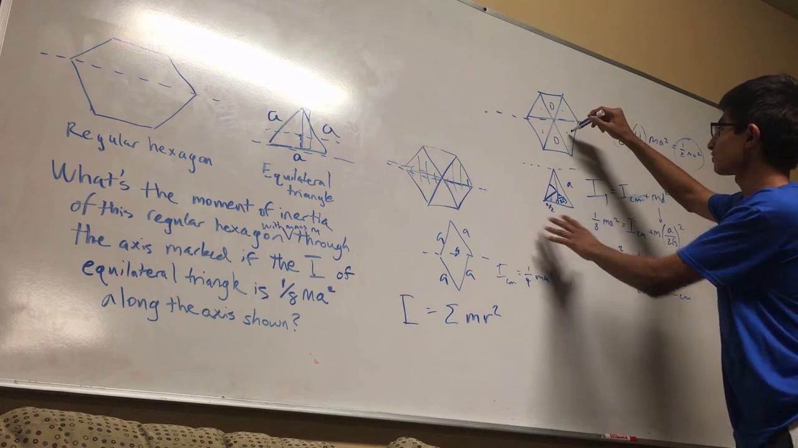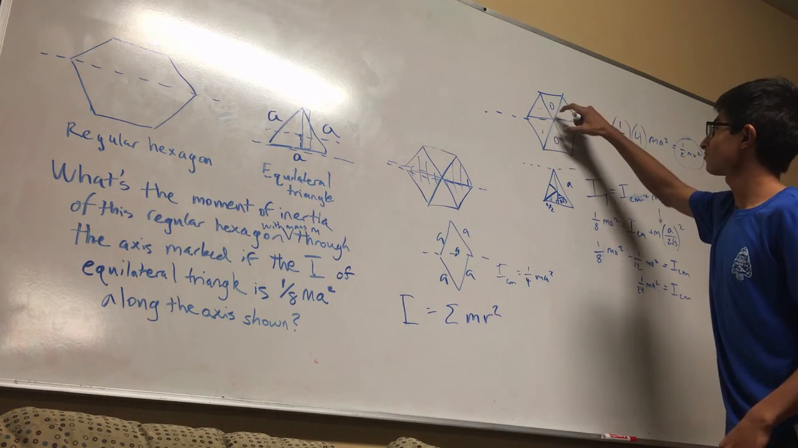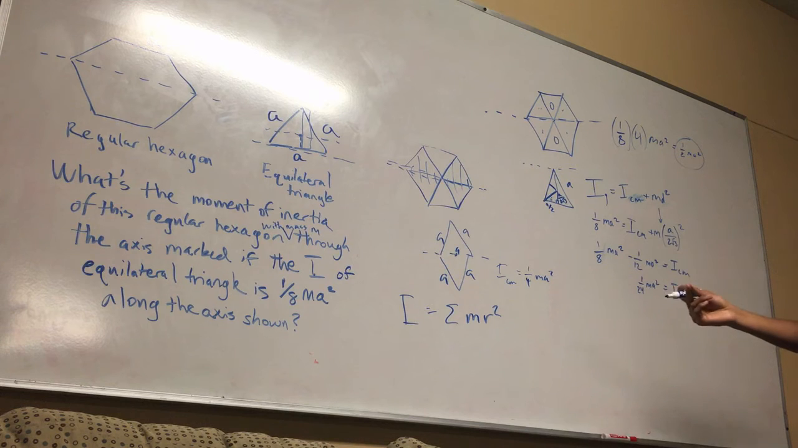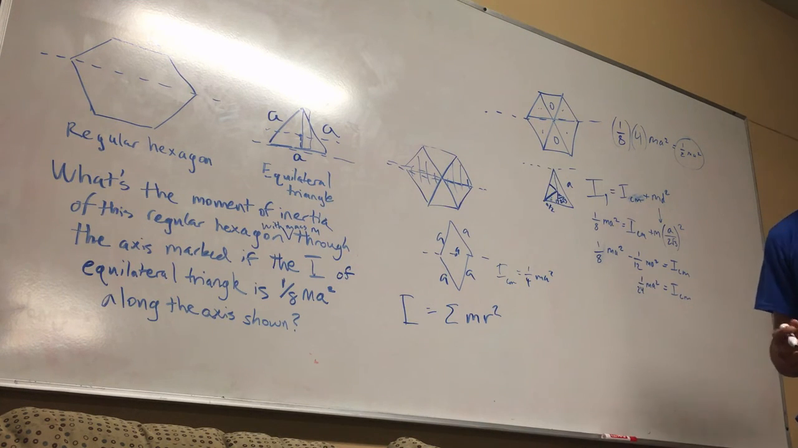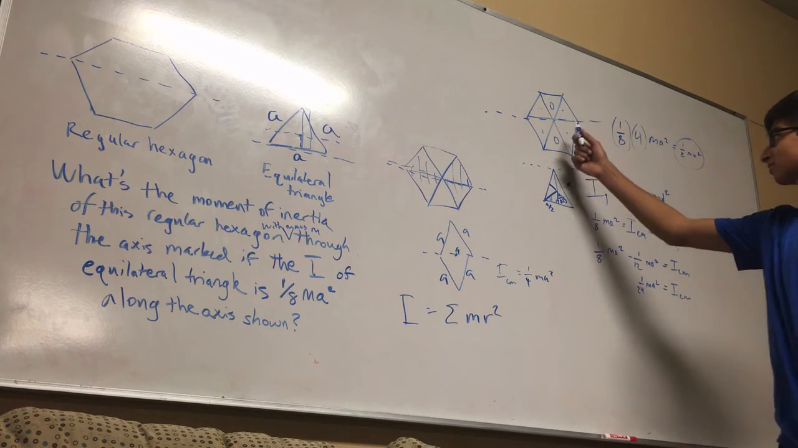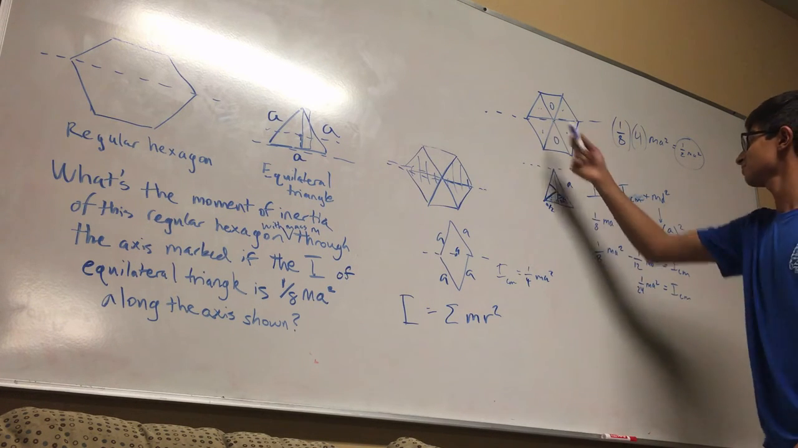Do you understand why these 4 triangles are different than these 2? It's because their distribution of mass is further from the radius, or not the radius, your axis.